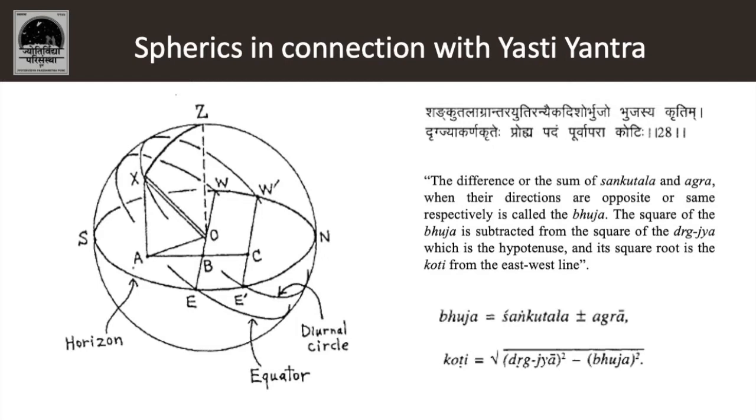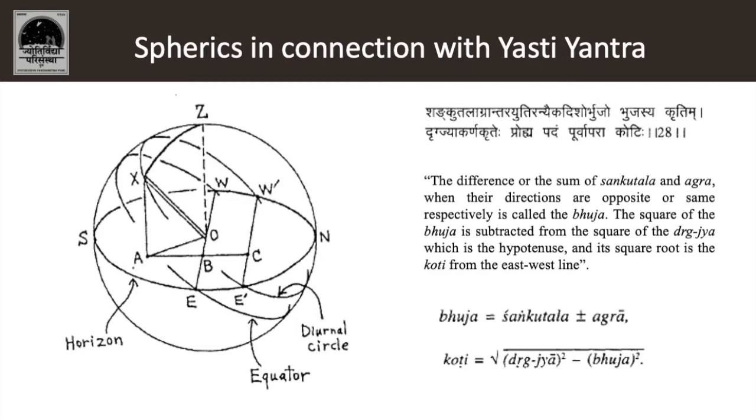If it is right angled at OBA, you can see at this point there is going to be a right angle, so opposite to it will be the hypotenuse. Then we have a bhuja, and then we have a koti. On the right hand side of the image, they have given a formula, and you can easily recognize that formula. It is actually Pythagoras theorem. But this method is different from what Pythagoras used.